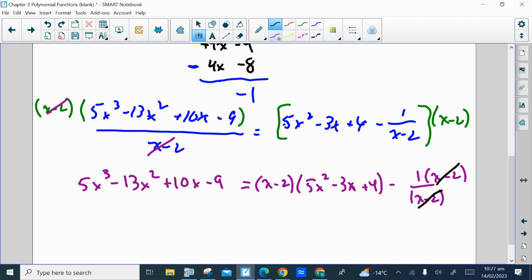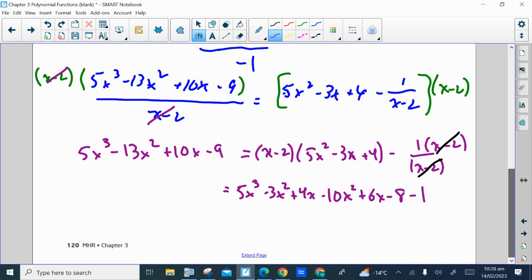If I multiply out what's left here using the distributive property, I'll first multiply all three terms of the trinomial by the x and then by the negative 2. I'll get 5x cubed minus 3x squared plus 4x, then by the negative 2: minus 10x squared plus 6x minus 8, and then the minus 1 that I'm left with when the x minus 2's canceled.